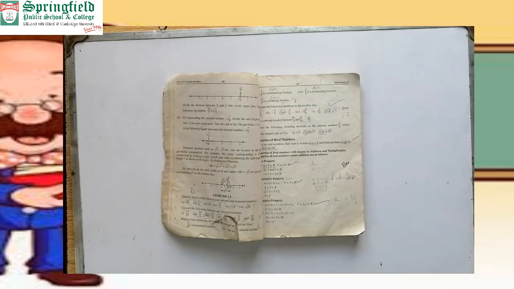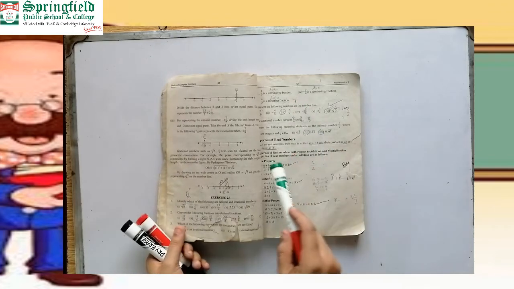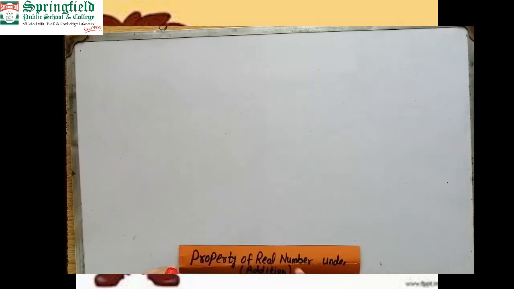Now after exercise 2.1, we come to the next exercise, and before starting the new exercise, first we will revise some properties. Okay, now the properties of real numbers. First turn to page number 39, the properties of real numbers. So beta, first I will tell you about the properties. It means we will discuss the properties and then we will start the exercise.